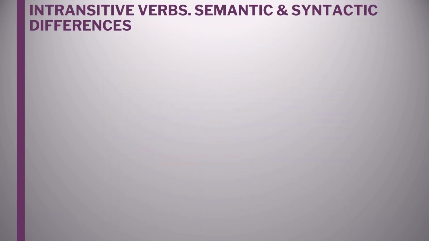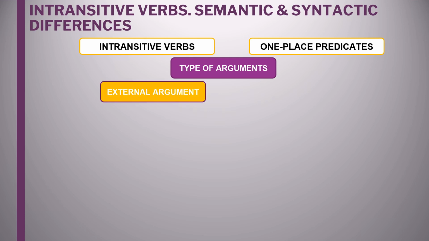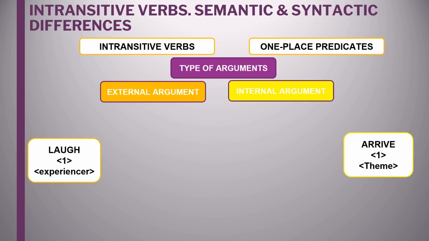As we have seen before, intransitive verbs are one-place predicates. There are two types of intransitive verbs and they differ in the type of argument they select. While unergative verbs select an external argument, unaccusative verbs select an internal argument.